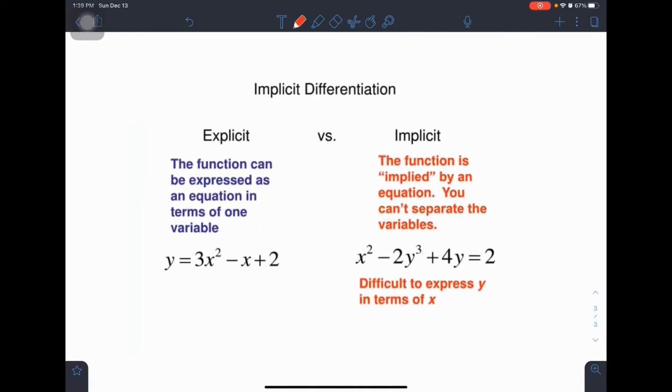Okay, moving on to implicit differentiation. So the difference between implicit and explicit differentiation. In explicit differentiation, the function can be expressed as an equation in terms of one variable. So it's y equals or x equals, and the function only contains variables of one type. Another example would be x squared plus 2 or y squared minus 4.